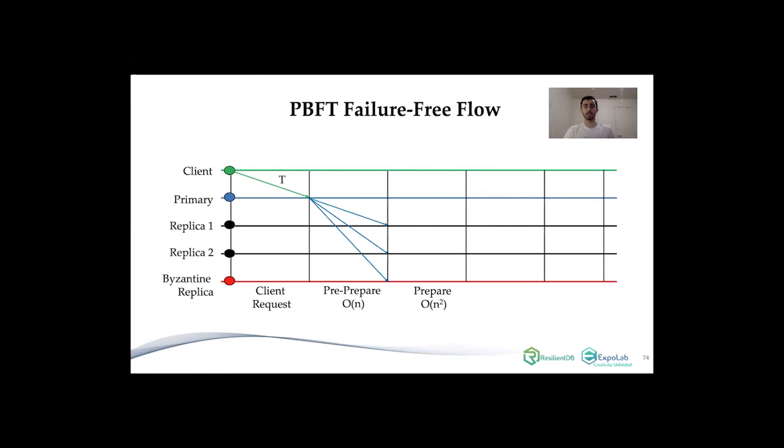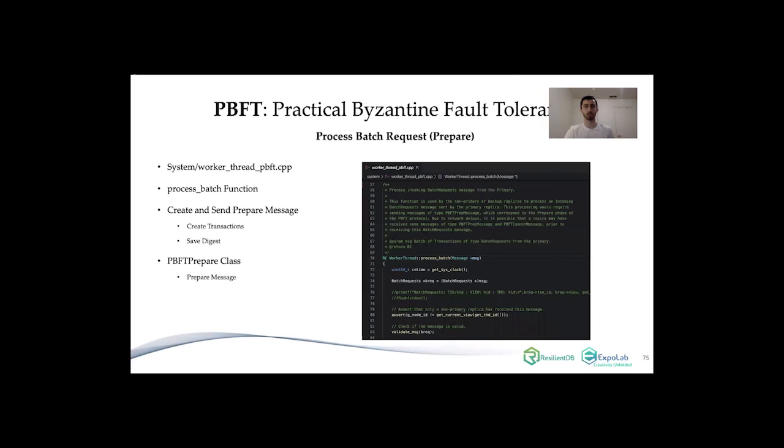In this part, as you can see, the primary gets the client request and sends it to everybody. Now everybody needs to process that pre-prepare message or batch request. So here is the process batch function. Batch message is the same as the pre-prepare message in PBFT. In this part, the actual client message is sent with a sequence number from the primary to everybody. So in every node, the process batch function will be triggered.